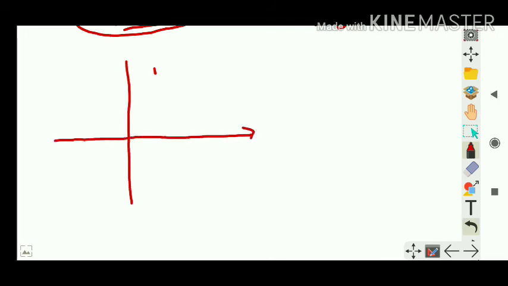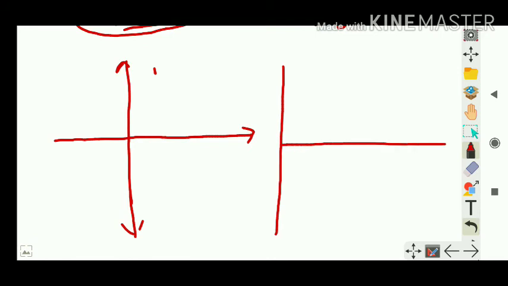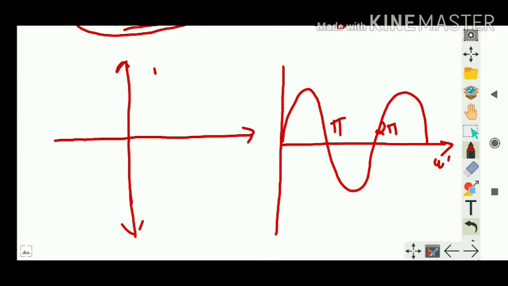Either you can compare it with the graph. This is our graph, remember we drew the graph. This was pi, this was 2 pi, this was 3 pi, this is omega t, and this is pi by 2. So from pi by 2 only, our current starts like this.